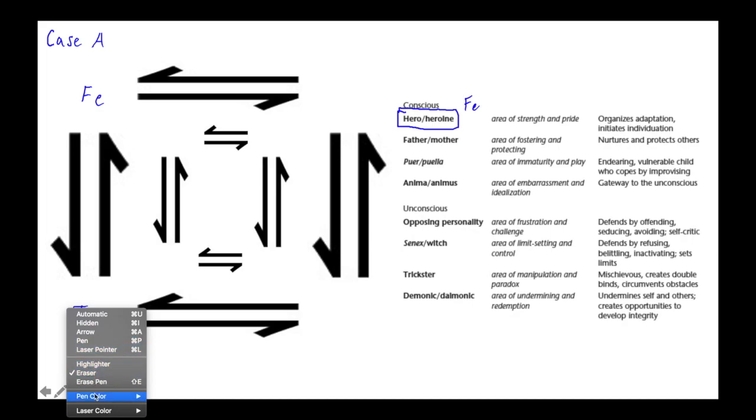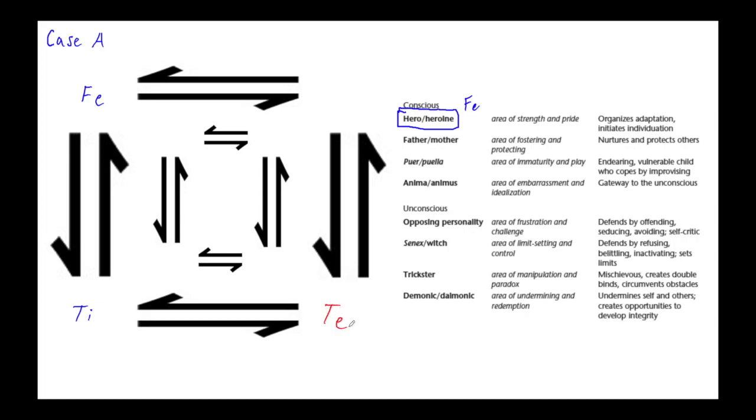All right, so I said case A. Let's try this. Let's try out case A. Let's take the hero attitude. We can say his area of strength or pride. Okay, let's try that out.